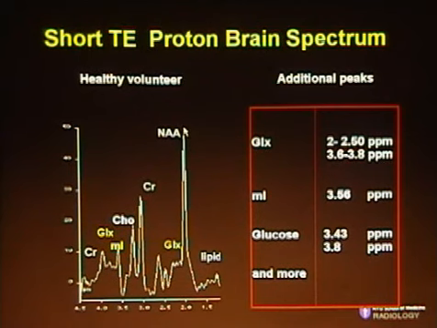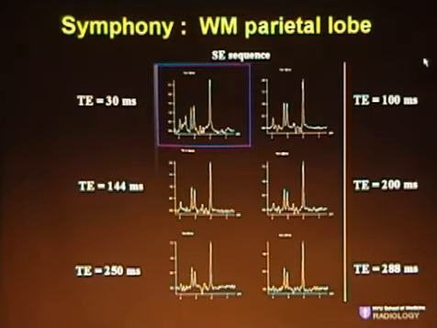So not only do you see NAA, choline, and creatine, but as well as that, you'll see metabolites like glutamate at 2.05 to 2.5, these kind of triplet peaks here, as well as myo-inositol at 3.56 ppm, which have a very short T2 decay. So these are metabolites that you would only see using a short echo time.